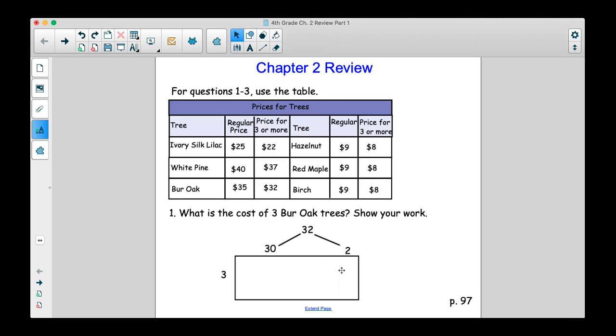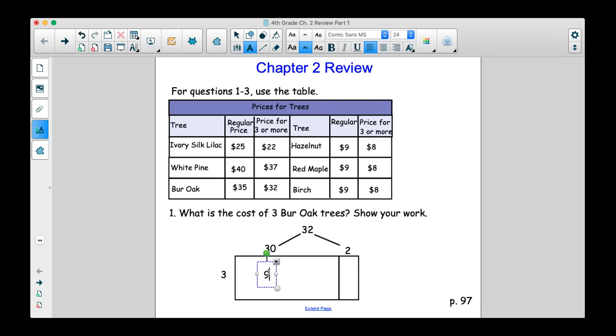So I'm going to use the distributive property and this area model. You might want to do that too, or maybe you feel like you want to do something else. I know for sure that 30 times 3 is 90, so I'm going to put 90 in here. And I know for sure that 2 times 3 is 6. And I know 90 plus 6 is 96. So the cost would be $96.